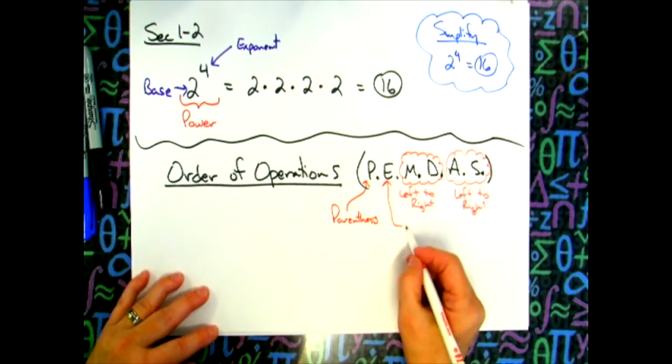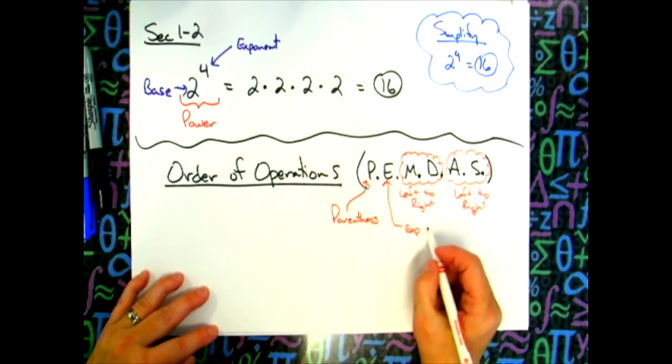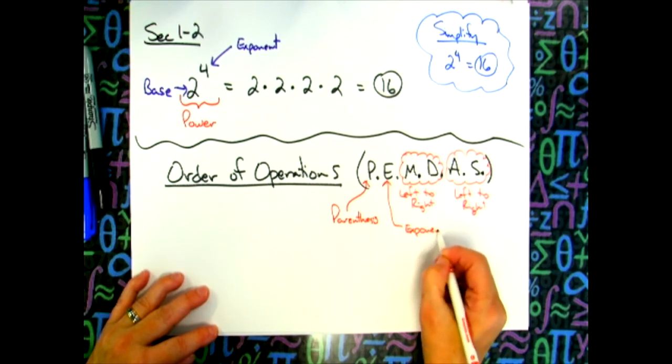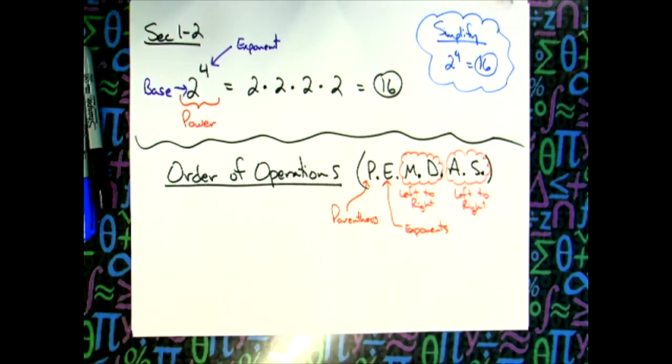And the E is exponents. Multiply, divide, add, subtract. Now, you don't always have to have parentheses. You don't always have to have exponents. You don't always have to have multiply and divide. And you don't always have to add and subtract.